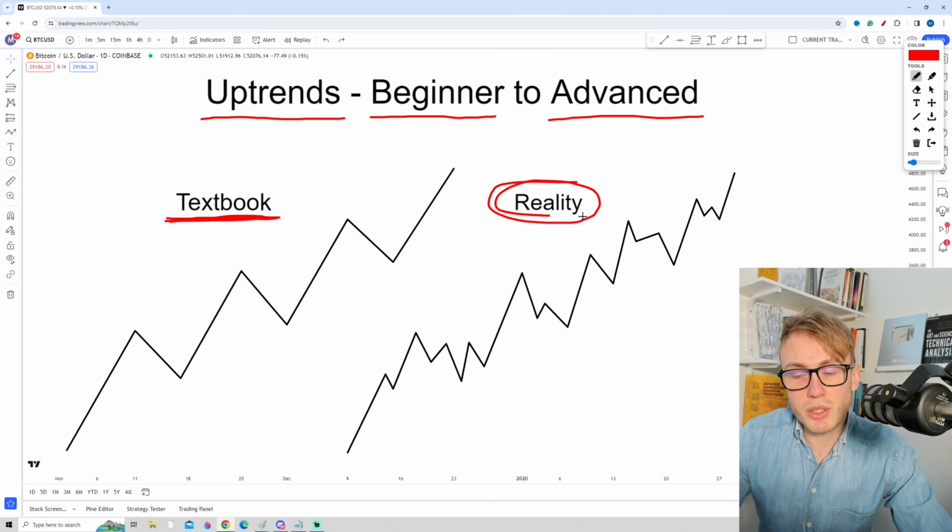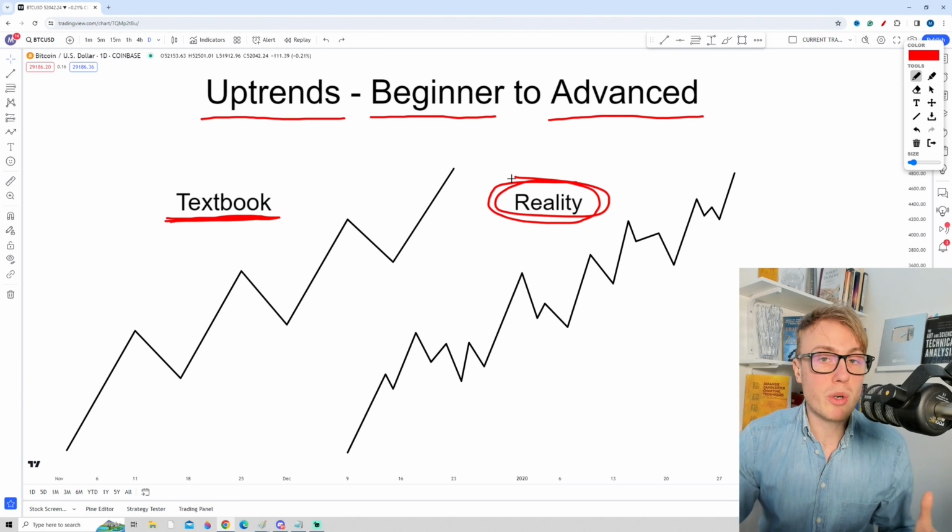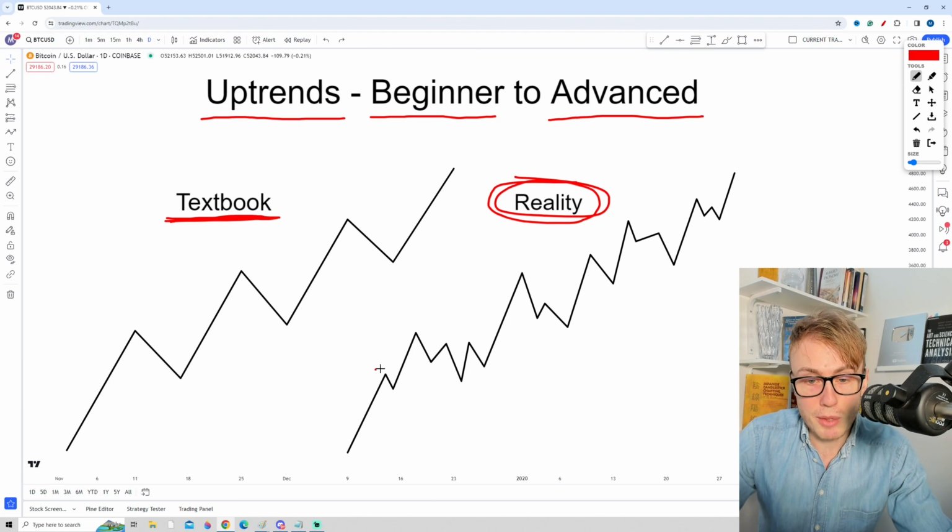In reality, trends often look way more complicated. So here we need a framework to determine where the highs and where the lows are. So for example, how do we know that this right here is a high or this one right here is a high? How do we know that this is a low or that this is a low?